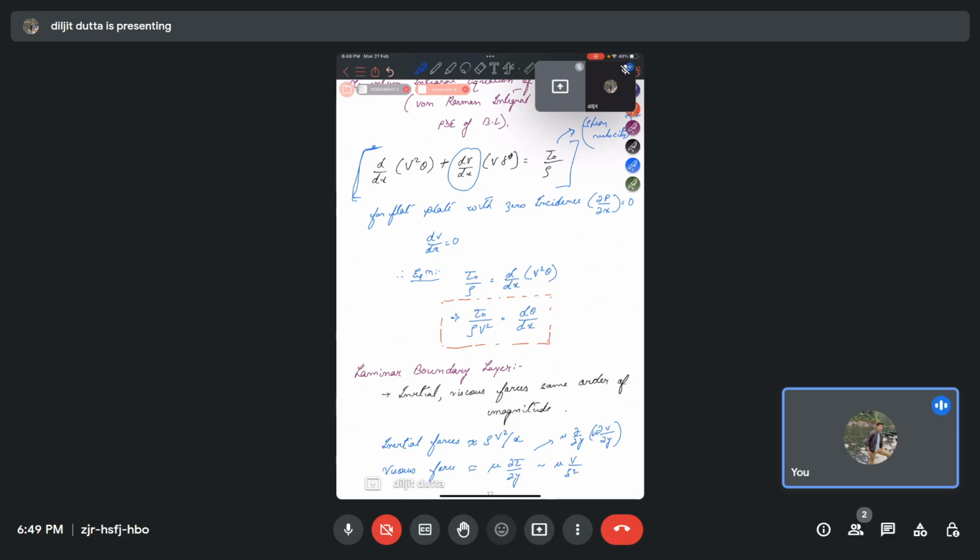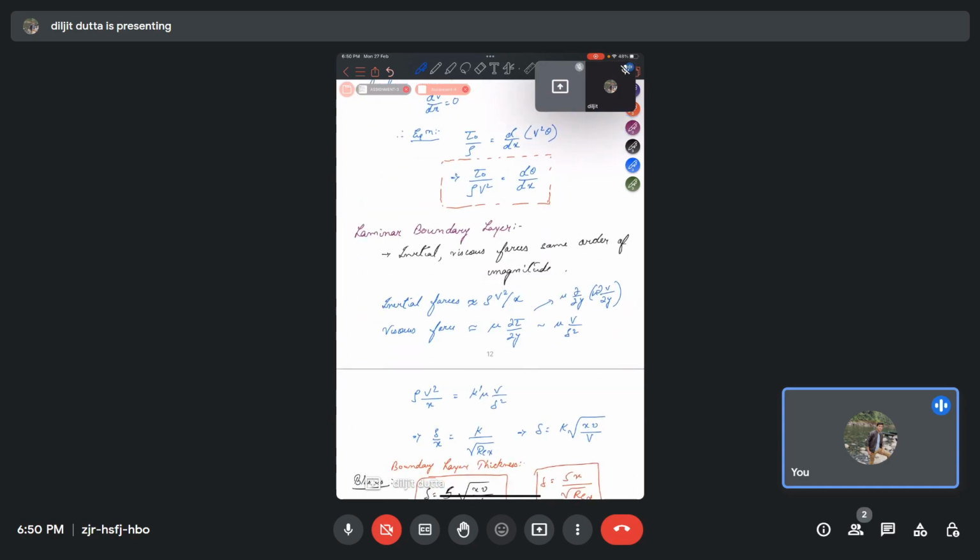So this is how the momentum integral equation of the boundary layer is formed. It forms the basis of an approximate method for solving boundary layer problems, and this method is applicable to both laminar as well as turbulent boundary layers. No assumptions have been made regarding laminar or turbulent. It should be noted that the equation tau naught by rho V square equals d theta by dx holds for a flat plate with zero incidence, that is, del p by del x equal to 0.